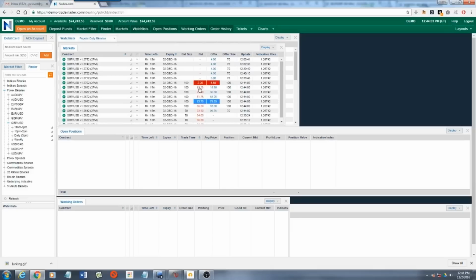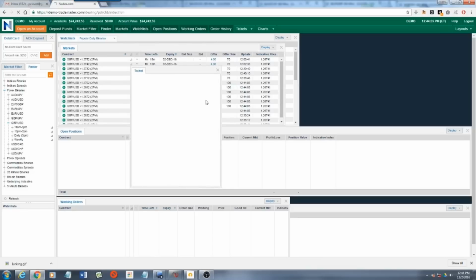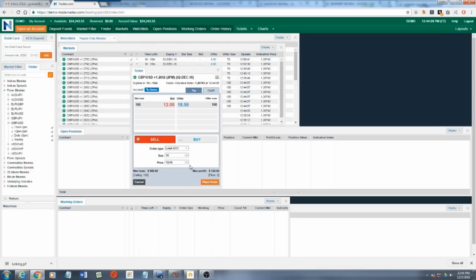So we're going to do that. We're going to click on the bid there for the 26.92 strike. That brings up our order ticket. It'll be set to sell. And then you're going to set your size.